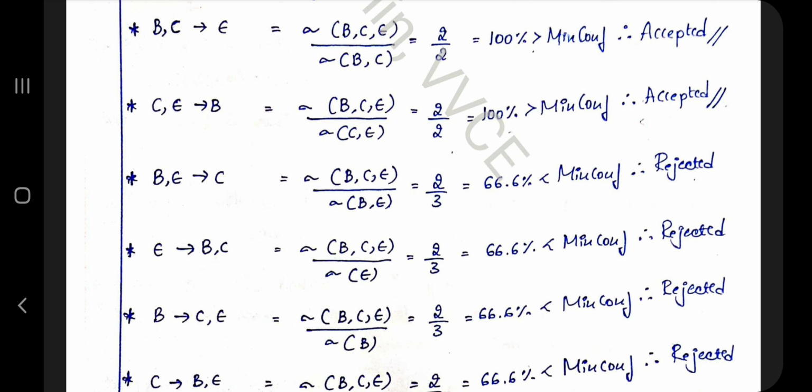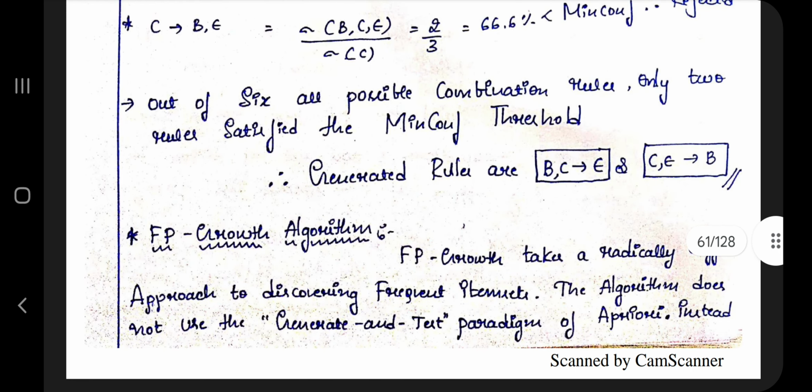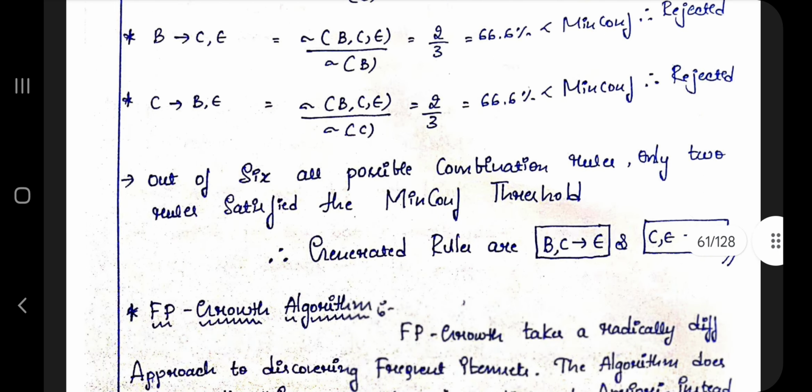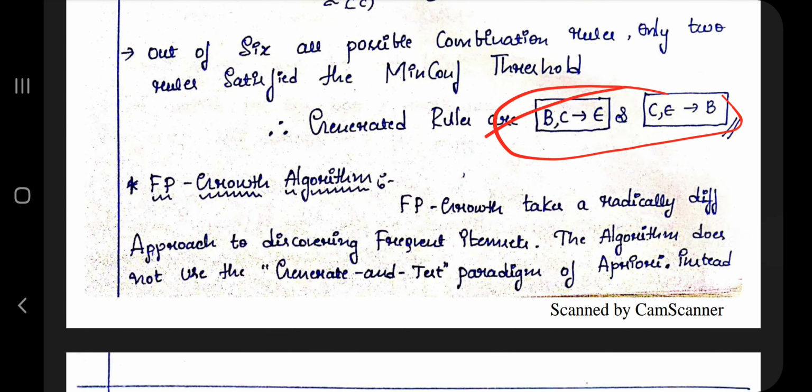Like that we will do for the remaining as well. Whatever passes passes, whatever fails fails. So the passes will be these two, and those are the answers. The generated rules are BC goes to E and CE goes to B. These are the winners. So that was about the frequent items generation.